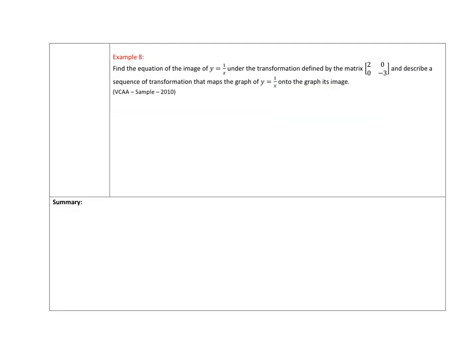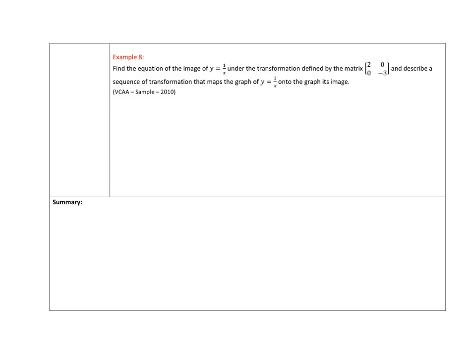The final question comes from a past VCAA exam in 2010. It says, find the equation of the image of y equals 1 on x under the transformation defined by the matrix 2, 0, 0, negative 3, and describe a sequence of transformations that maps the graph of y equals 1 on x onto the graph of its image.